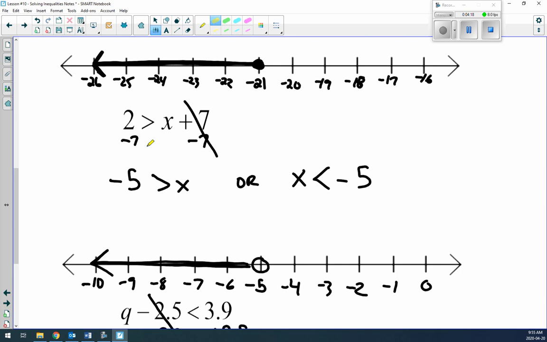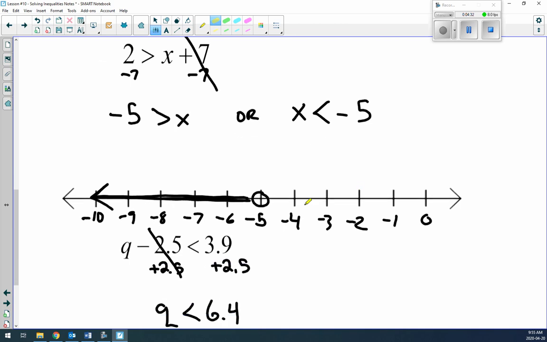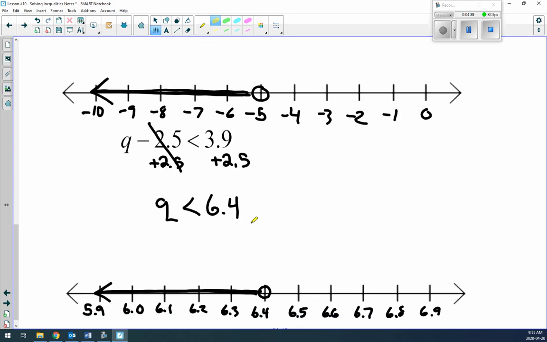2 is greater than x plus 7. We got to get x by itself, so we have positive 7. So subtract 7 from both sides. So we end up with negative 5 is less than, or sorry, negative 5 greater than x, or x is less than negative 5, if you want to flip it around. Number line again, open circle at negative 5 because it doesn't include that point, and it's everything to the left of it.